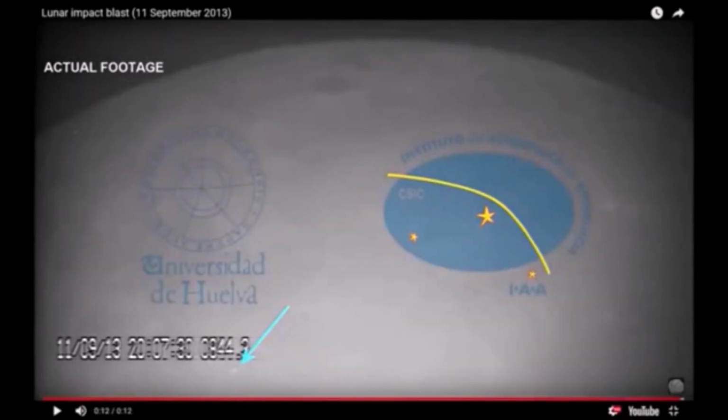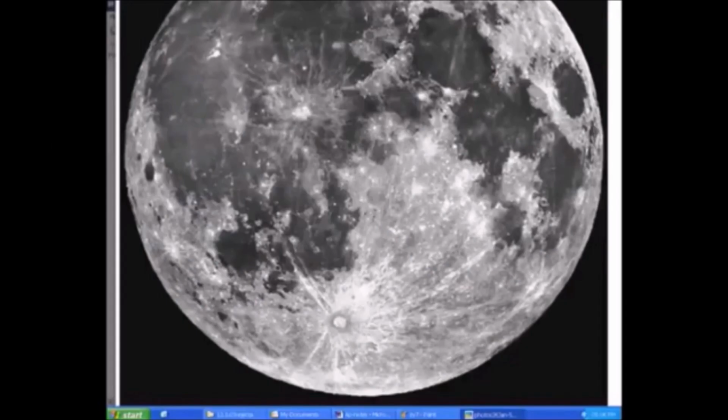Okay, so this is also 2013. These two were from 2013. So the bombardment of the moon has gone on unimpeded ever since that late heavy bombardment, and that includes, of course, the Maria as well.